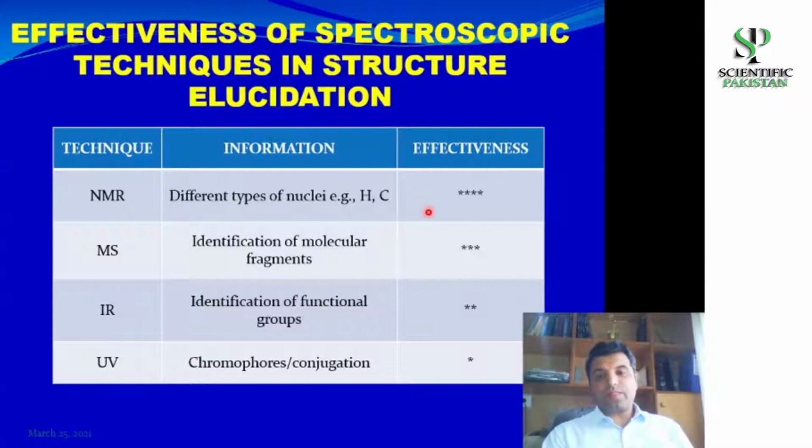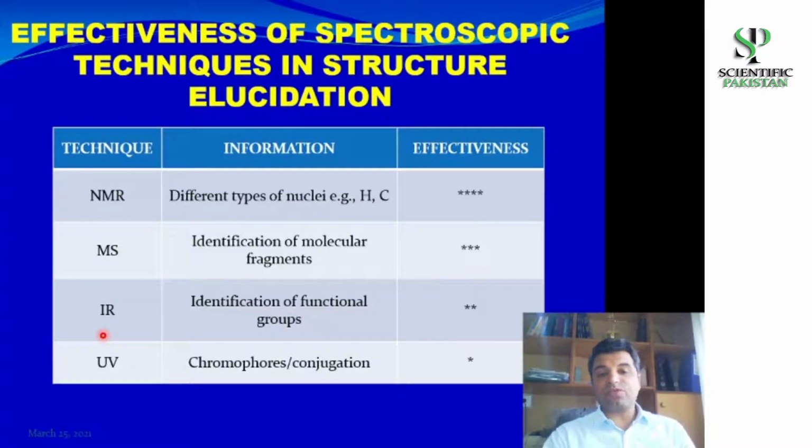Now, I have written the effectiveness in terms of stars, so I give 4 stars to NMR because we have 4 techniques. Then we have mass spectrometry. Mass spectrometry, as I told you earlier, does not utilize any part of the electromagnetic spectrum. In fact, the source of energy is something else in mass spectrometry that we might discuss later on in another course. But it gives us the information about different molecular fragments. And it's slightly less effective than NMR in obtaining information about the structures of the molecules.